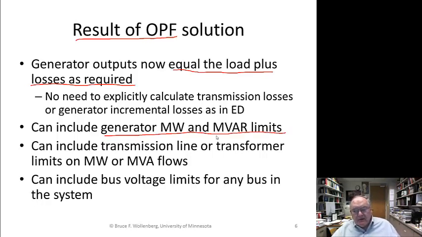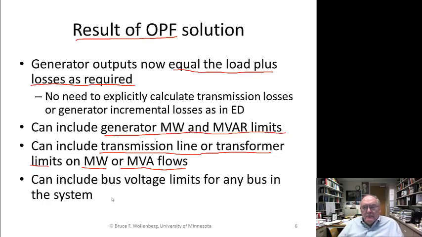So the megavar limits are also there. We can include, now this is where we can really go places we couldn't before, transmission line or transformer limits on either megawatt or MVA flows. So we're saying I can get a minimum cost solution with a balanced power flow. Oh, and by the way, I can make sure that none of these lines are overloaded.